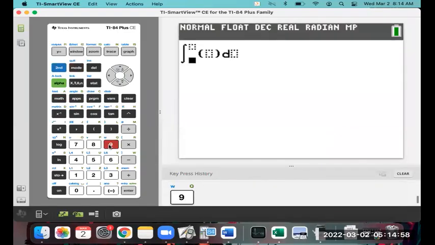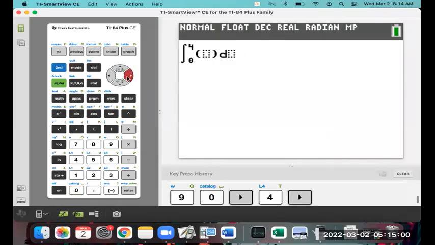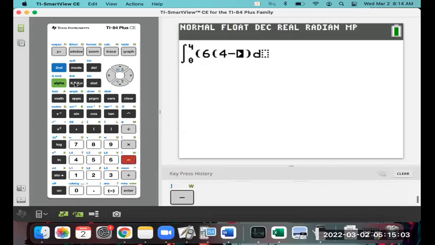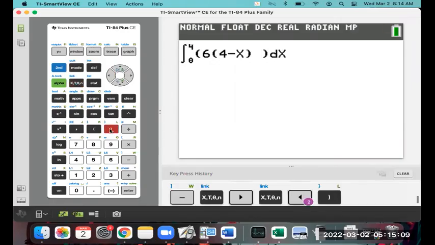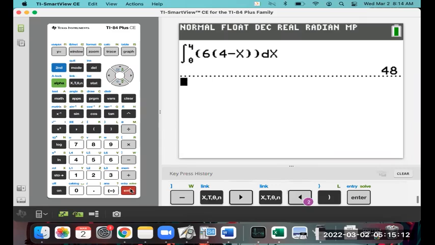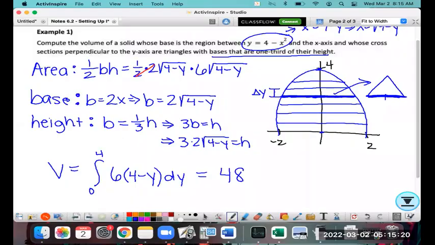Math 9, 0 to 4, 6 parentheses, 4 minus y, dy. Oh, I forgot my extra parenthesis. And we are getting a volume of 48. And that is it. So what I'd like you to do in this next problem is try to pause the video a little bit more often, answer some of these questions on your own before I get to them. That way you're really trying to test your brain to see how much you understood what we did in part 1.